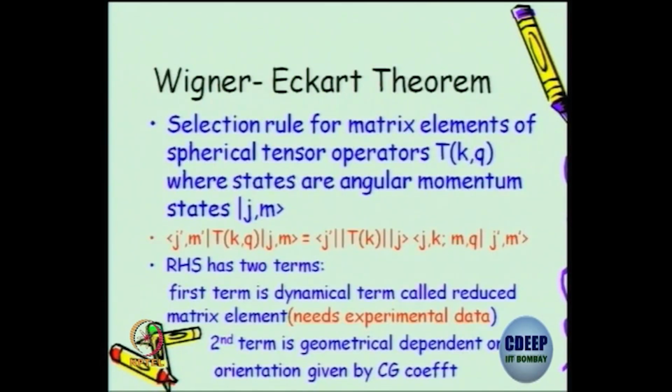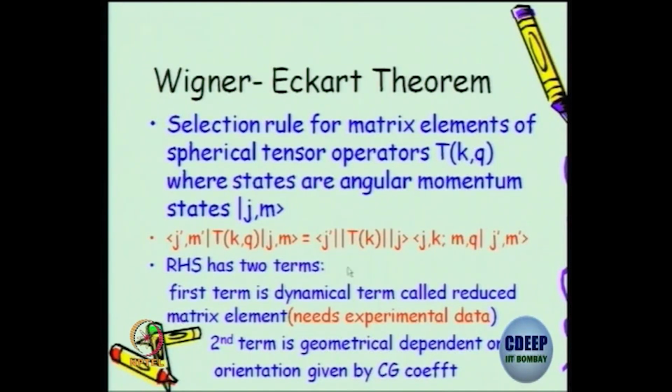Okay. So this is the selection rule. One can actually prove this theorem. This is the matrix element of an irreducible tensor of rank K and Q between two angular momentum states J, m and J prime, M prime. Okay, you can formally prove this. This depends on the CG coefficient.